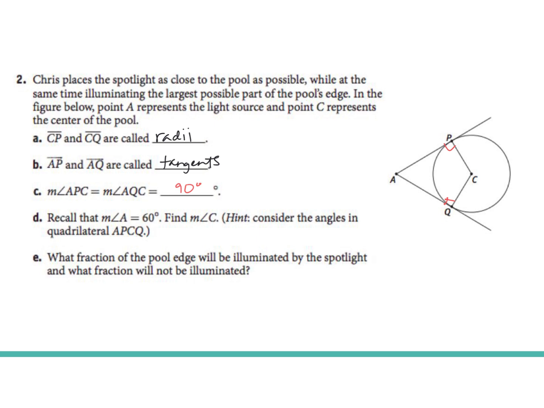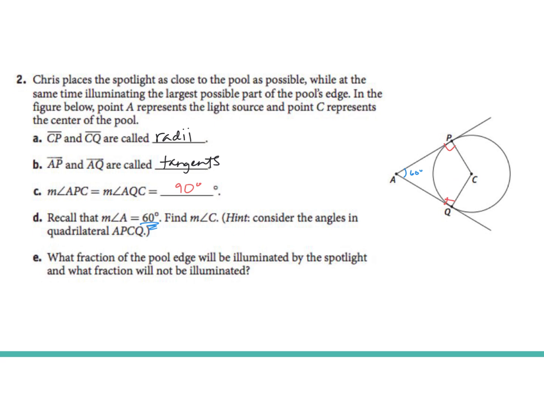Now, let's recall from yesterday that our light source's angle measure right here, let's do that in pen. There we go. That is going to be 60 degrees. That's what it's telling us right there. It now wants us to find the measure of angle C right there.